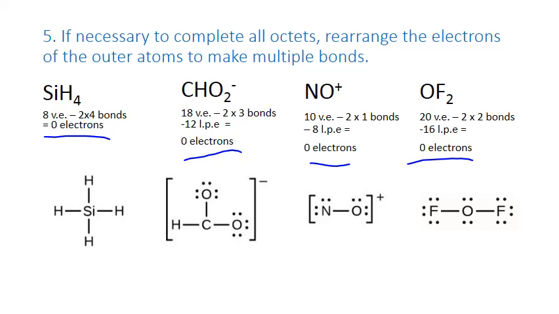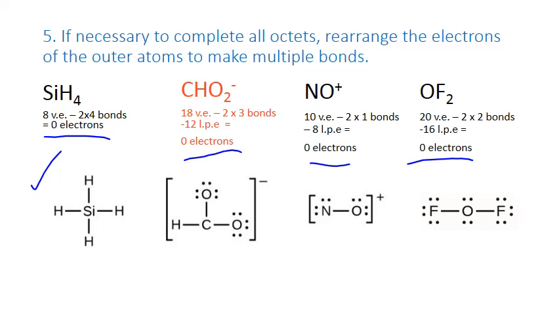All right, so for silane, we're all set. Hydrogen has 2, silicon has 8, everything is happy. That is the correct Lewis structure. For the formate ion, however, hydrogen is happy. The oxygens are happy. They have their 6 lone pairs and 2 shared in the bonds, so they have a full set of 8, but carbon is not. Carbon only has 6 electrons around it in those 3 bonds.